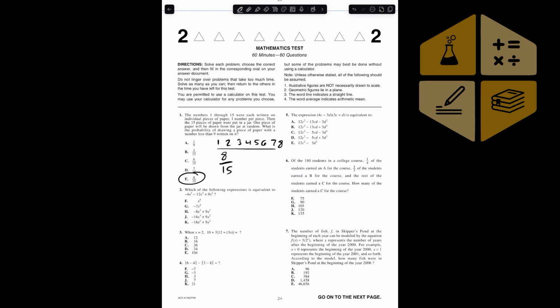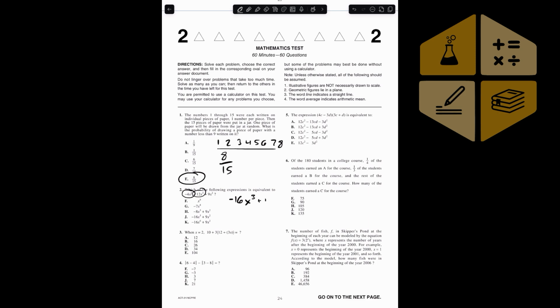Number 2: which of the following expressions is equivalent to negative 4x cubed minus 12x cubed plus 9x squared? If this problem was a little more complicated, it would be a good opportunity to use a strategy called picking numbers. You can find that in my ACT book, the ACT system, step 2. However, in this particular case, all we have to do is add like terms. We have 2 like terms we can add together, the negative 4x cubed and the negative 12x cubed. So negative 4x cubed minus 12x cubed equals negative 16x cubed.